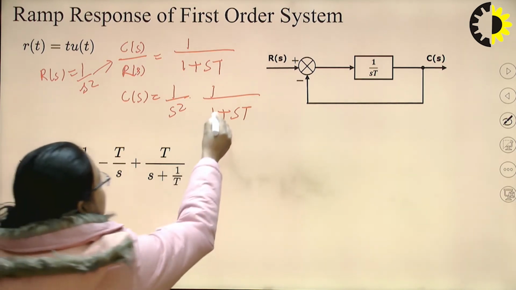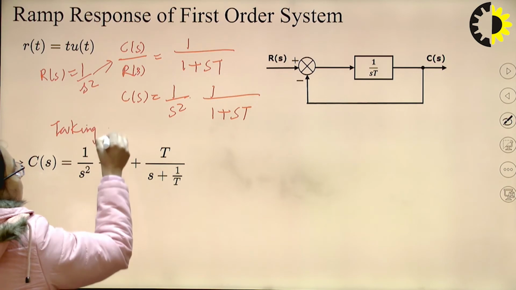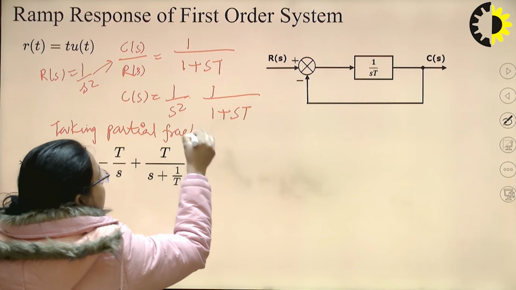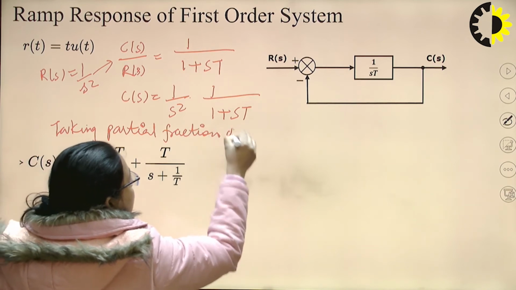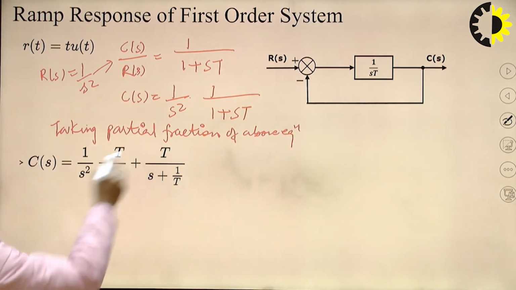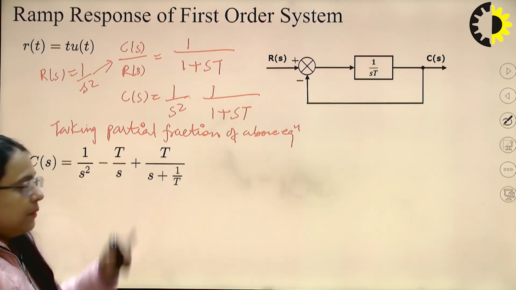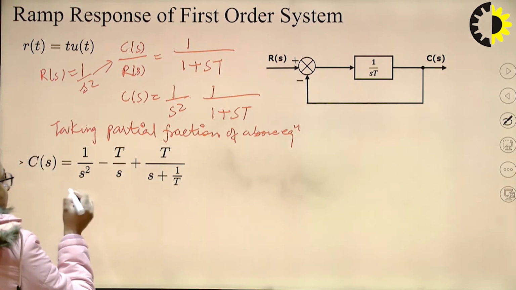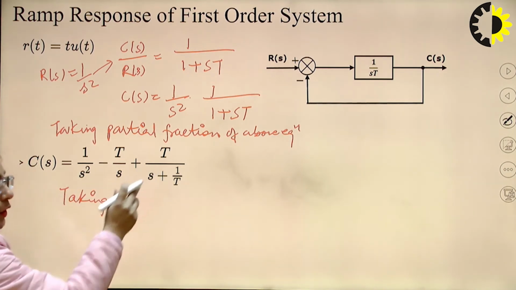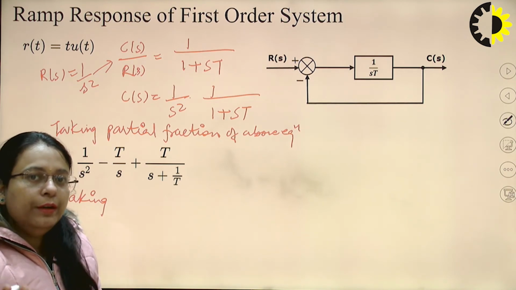Now when we take partial fraction of the above equation, we will get the value C(s) is equal to 1 upon s square minus T upon s plus T upon s plus 1 by T. Now we can take the inverse Laplace transform of the above equation. We will get the time response of the system when subjected to unit ramp input.